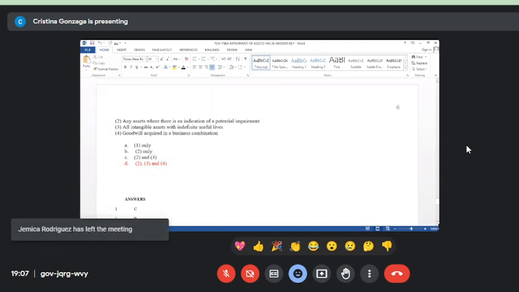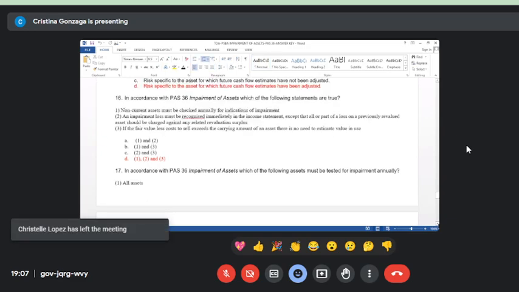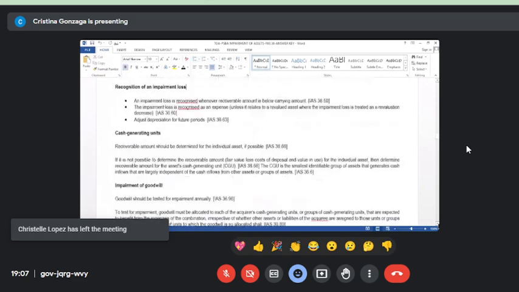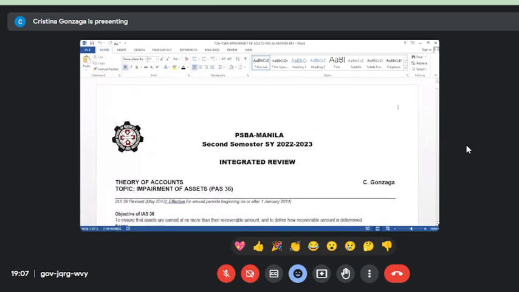Any assets where there is, hindi all assets, ha? So, any assets where there is an indication of a potential impairment, all intangible assets with indefinite useful lives. Kung ang trademark mo may indefinite useful life, ay subject yan sa impairment test annually. Goodwill, lalo na acquired in a business combination, is, sabi nga natin, subject to impairment test annually. Kaya answer natin dyan, 2, 3, and 4. Okay. So, yan, ano? So, I hope that everything is clear about impairment of assets.